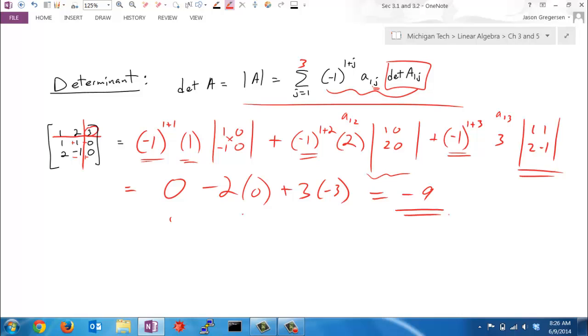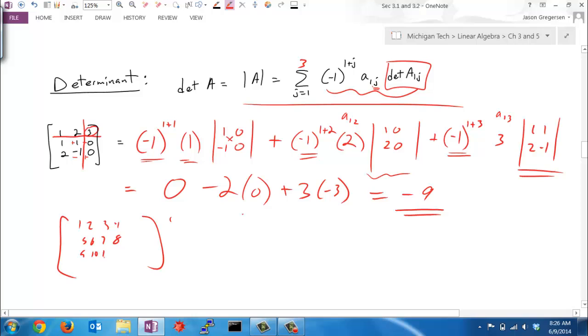A couple things here. One, we need to know how to do this. This is a 3 by 3. Well, what about a 4 by 4? You do the same thing. The only difference is if it was a 4 by 4, 1, 2, 3, 4, 5, 6, 7, 8, 9, 10, 11, 12, 13, 14, 15, 16, I would do the same thing.